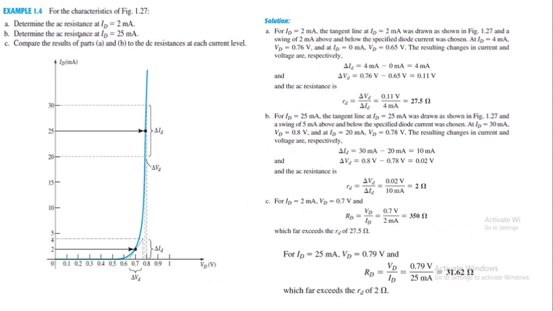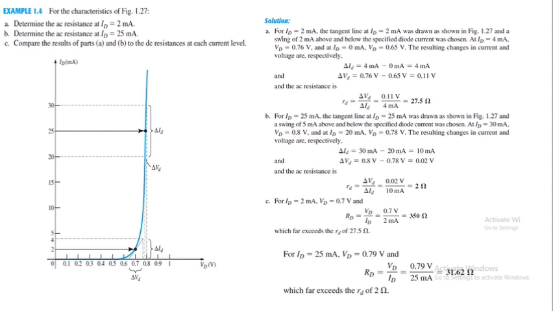This example will explain the method to find AC or dynamic resistance. Let's assume we are given this characteristic curve of the diode, and we need to determine the AC resistance at ID equal to 2 milliampere. For part B, we need to determine the AC resistance for ID equal to 25 milliampere, and part C says we have to compare the results of parts A and B to the DC resistance at each current level.